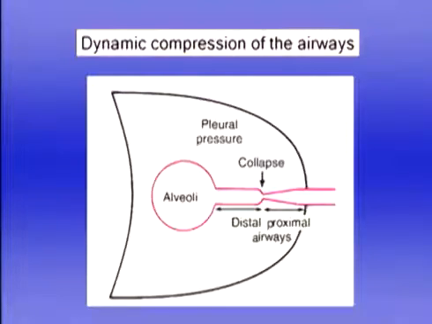Now here's a drawing that gives us additional information about this dynamic compression of the airways. We're showing the collapse point here, and notice that this divides the airways into two parts. You've got the proximal airways near the mouth and the distal airways distal to the point of collapse. And remember that the flow rate is determined by the pressure in the alveoli minus the pressure inside the airway at the collapse point. So this means that what we're looking at towards the end of the flow volume curve is the contribution made by the very small airways.